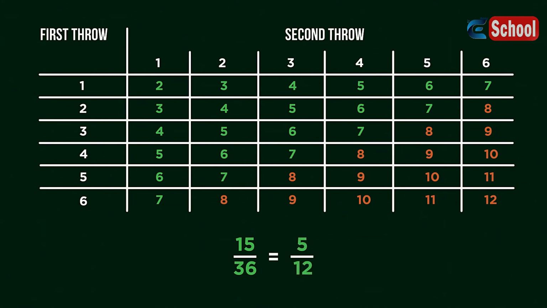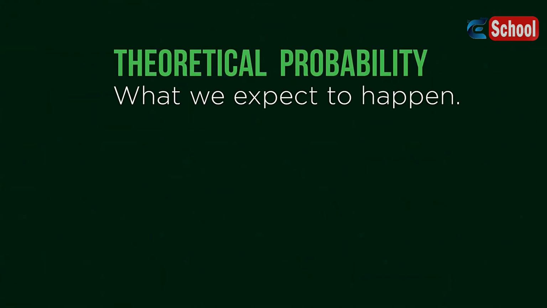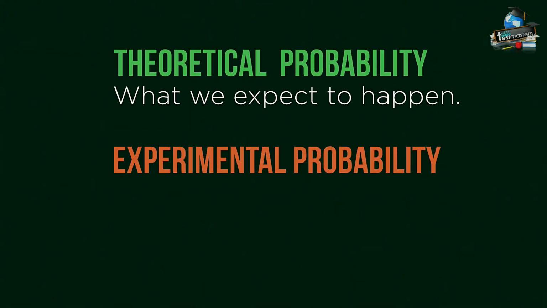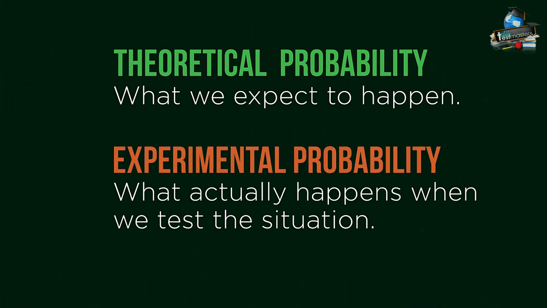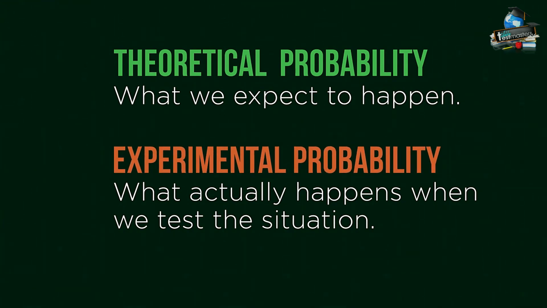These outcomes are of course entirely theoretical. Theoretical probability is what we expect to happen, whereas experimental probability is what actually happens when we test the situation. Generally, the more we try, the closer the experimental probability gets to the value of the theoretical probability.